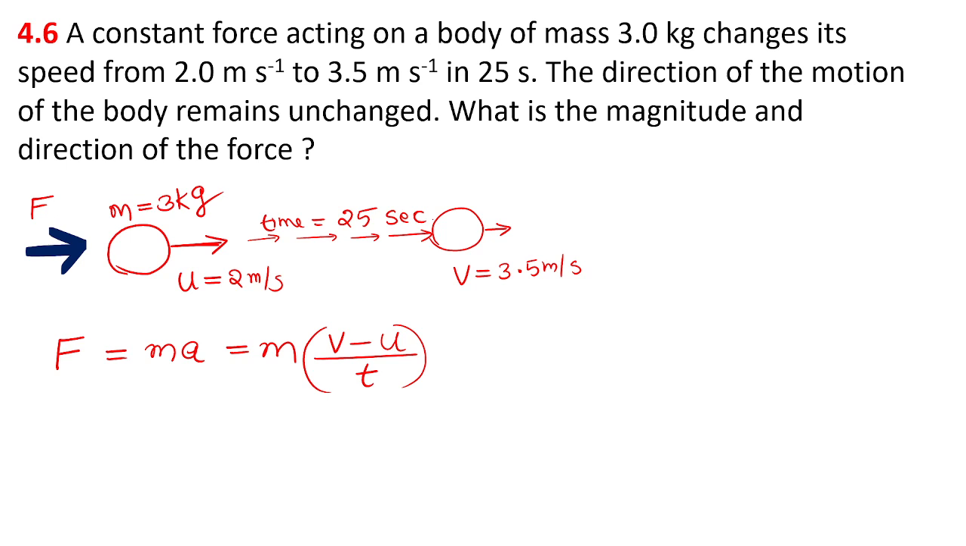Then you simply substitute the values. This is a very simple question. You just substitute the values. m equal to 3 into v is 3.5 minus u is 2 by time 25.